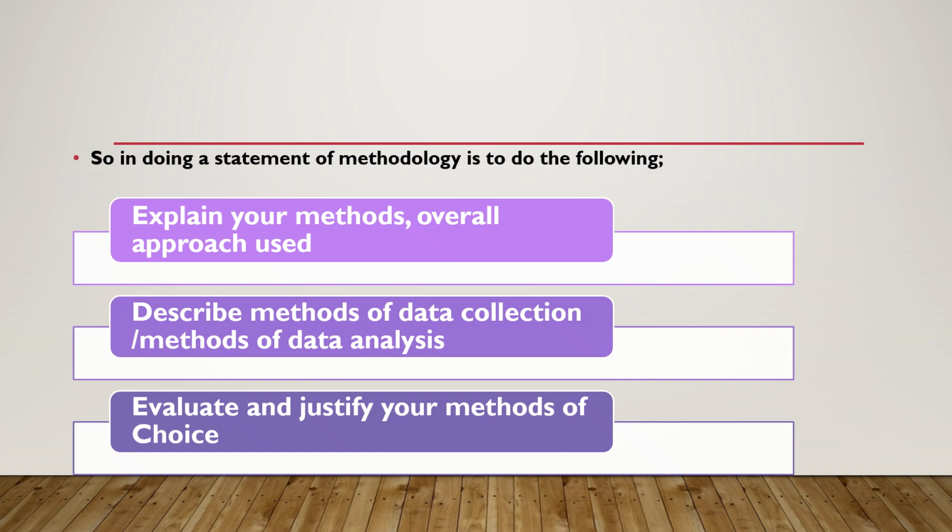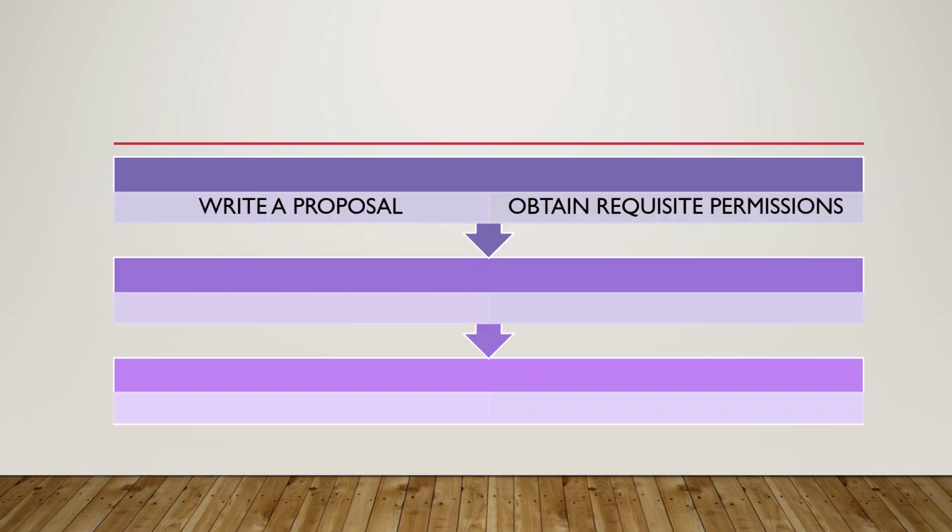So when you're doing research methodology, you need a clear and well researched statement on explaining your methods, your overall approach that you used. You describe your methods of data collection and methods of data analysis, and then you evaluate and justify your methods of choice. And then from there, you write your proposal. And after your proposal, having defended it, now you can go to the ethics review committee for permission to do that research, and then you apply to NACOST.